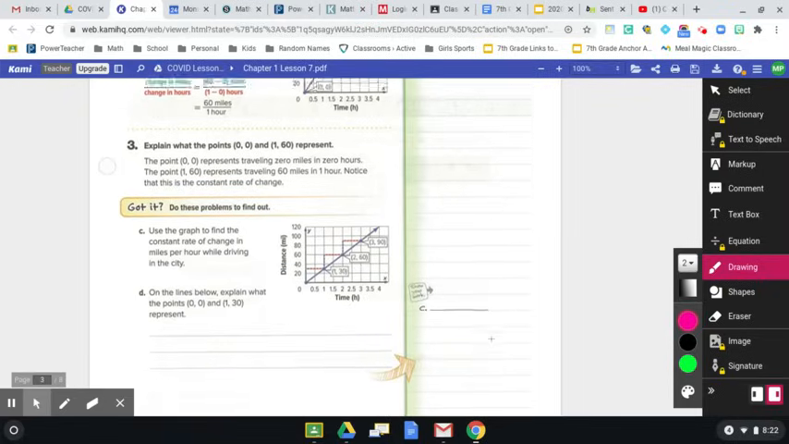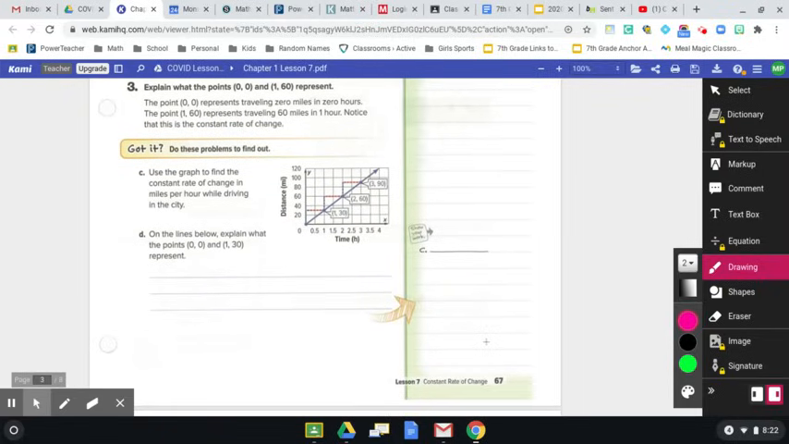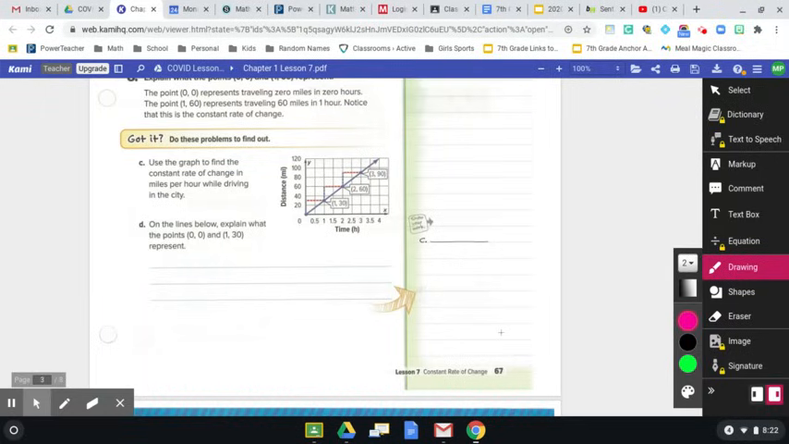And so we're going to come down to the got it right here. And this is on page 67. And you're going to be asked to, besides a table, look at a graph and find a constant rate as well. So letter C says, use the graph to find the constant rate of change in miles per hour while driving in the city. Constant rate of change per 1. And so we're finding that unit rate.